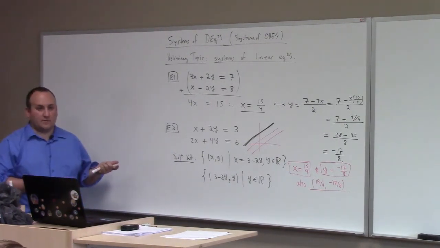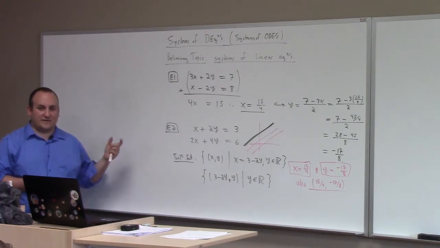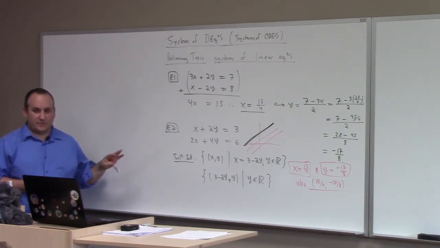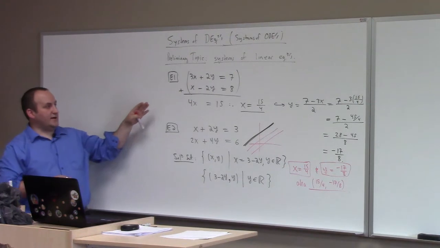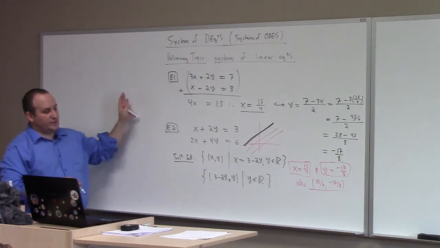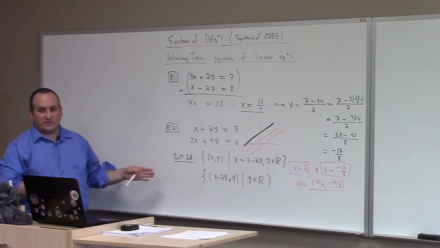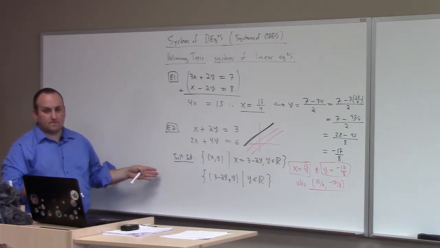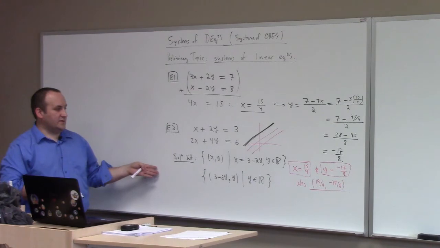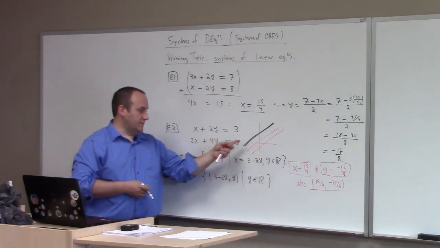Now, the reason I'm going over this example is that you might say, I already know how to do these. That's probably true, but it's important conceptually to notice the difference here. We have two different kinds of systems: a system with a unique solution, and a system with infinitely many solutions.